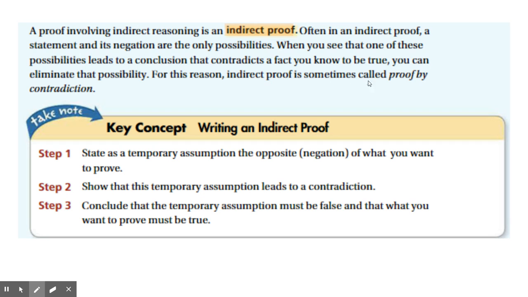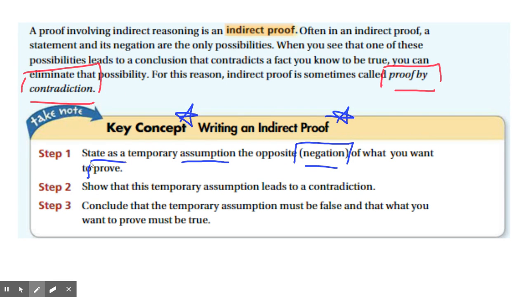So again, when you talk about indirect proof, sometimes it's called proof by contradiction. Most definitely. All right. So when you're writing an indirect proof, there are 3 key steps. Number 1, you need to make that first assumption, and it's going to be the opposite of what you want to prove. It's the negation of what you want to prove. Okay, so that's easy to identify.